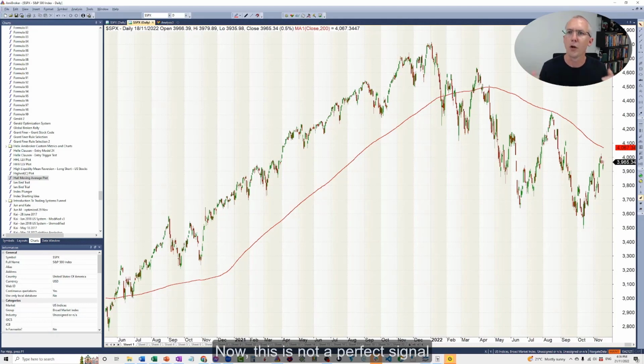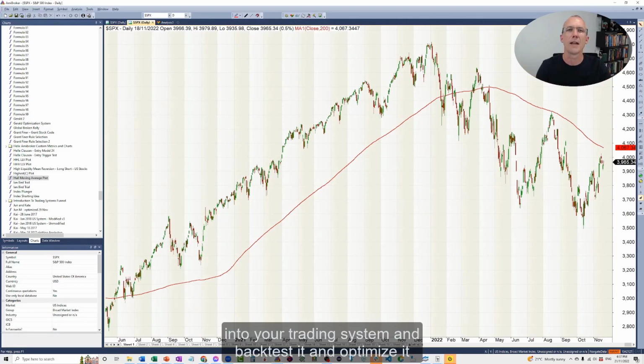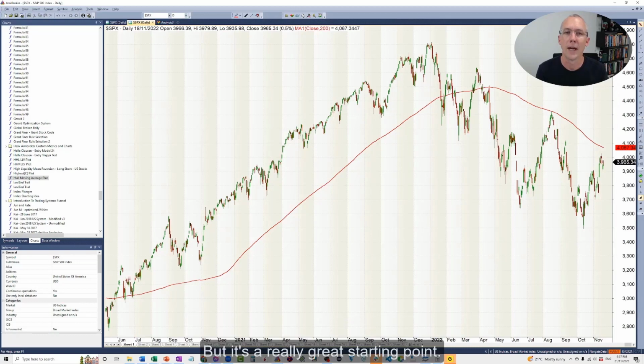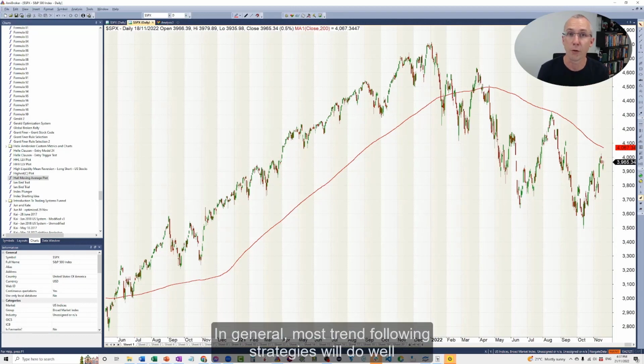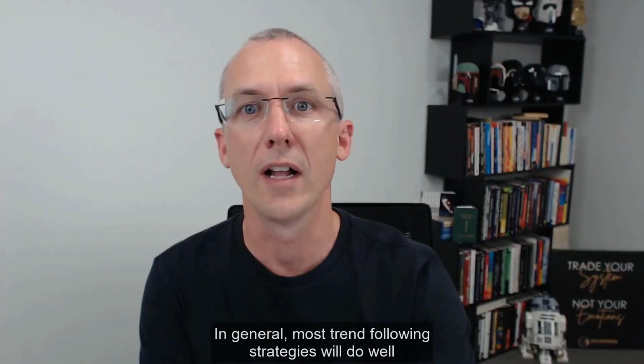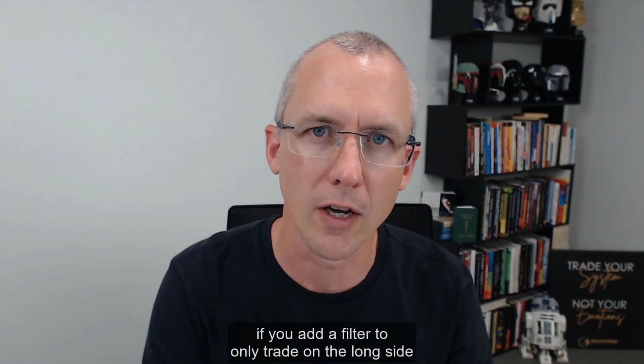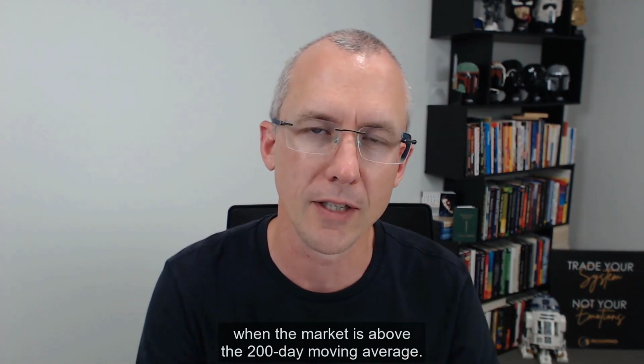Now, this is not a perfect signal, and you've got to put this sort of filter into your trading system and backtest it and optimize it, because maybe 200 days is the right length. Maybe it's too long or maybe it's too short, but it's a really great starting point. In general, most trend following strategies will do well if you add a filter to only trade on the long side when the market is above the 200-day moving average.